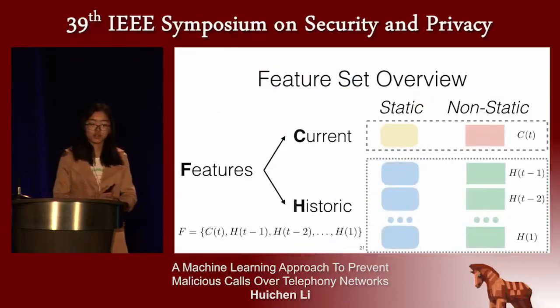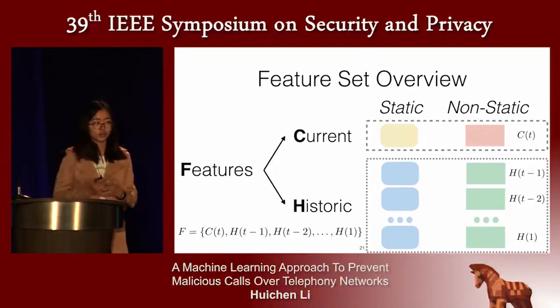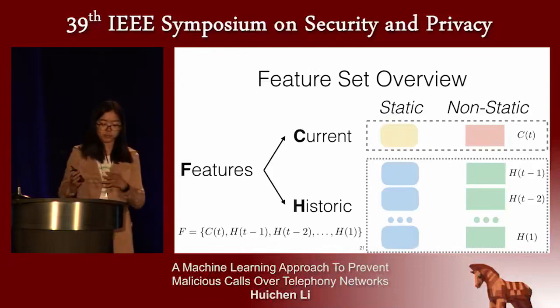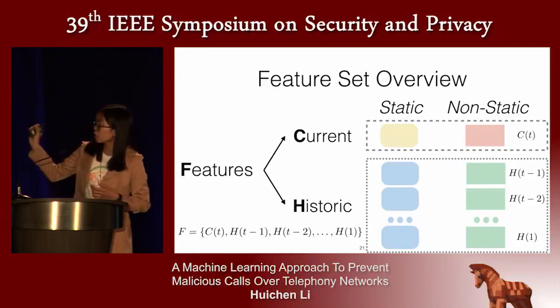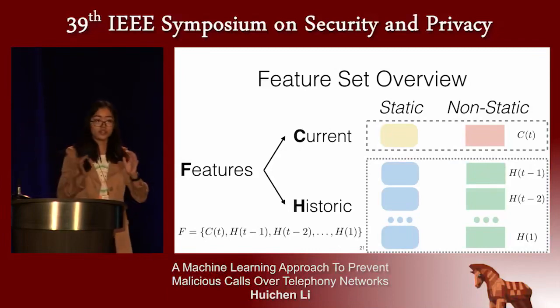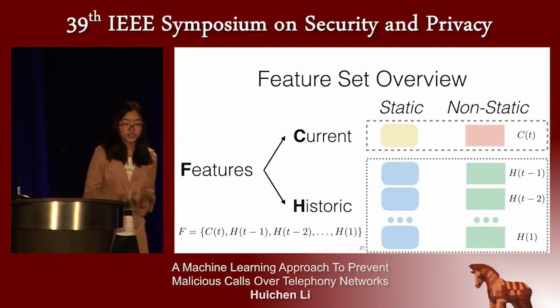This is an overview of our feature set, and it contains two parts, the current and the historic. We retrieve one feature vector for each call record. So there is one current feature vector, CT, for the current call record, and there are multiple historic feature vectors, H1 to HT-1, for each of the historic records. Also, notice that for each of the feature vectors, there are two parts. One is static, and the other one is non-static, and I will explain them later.